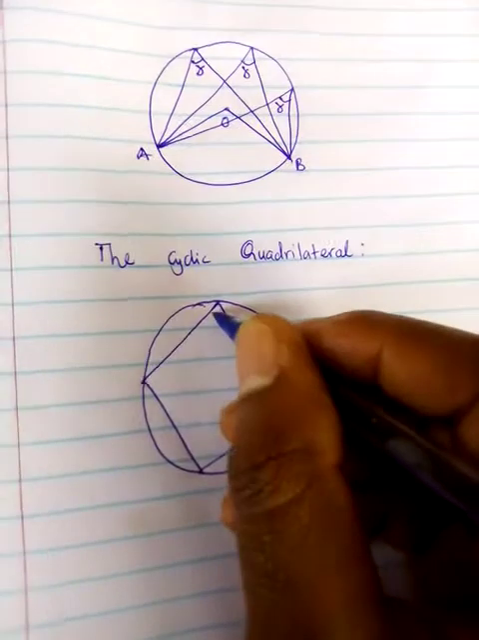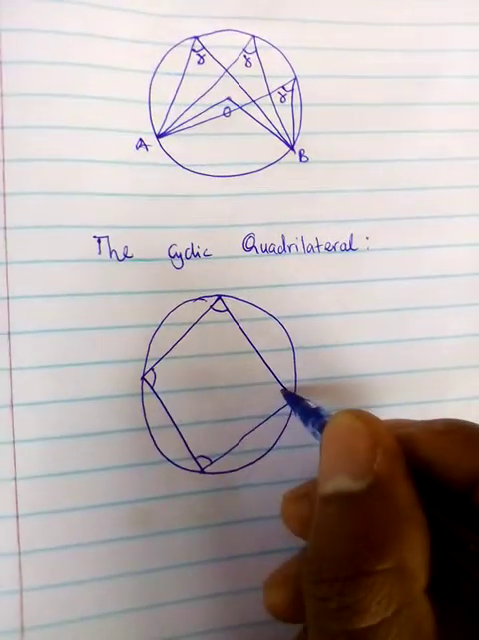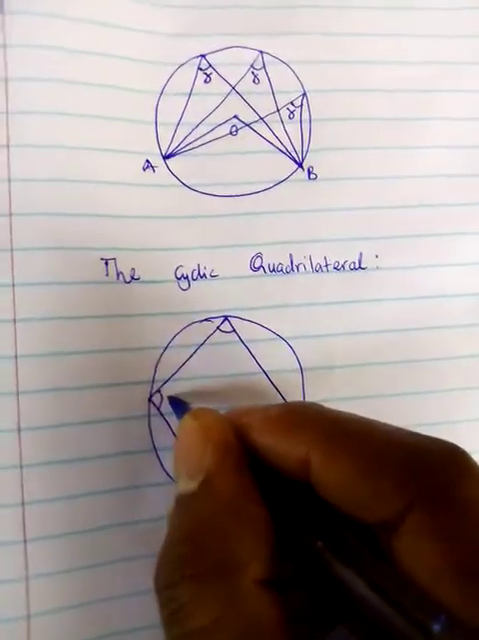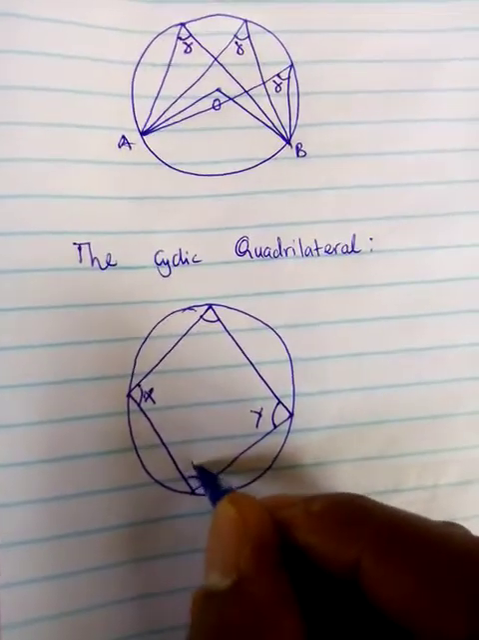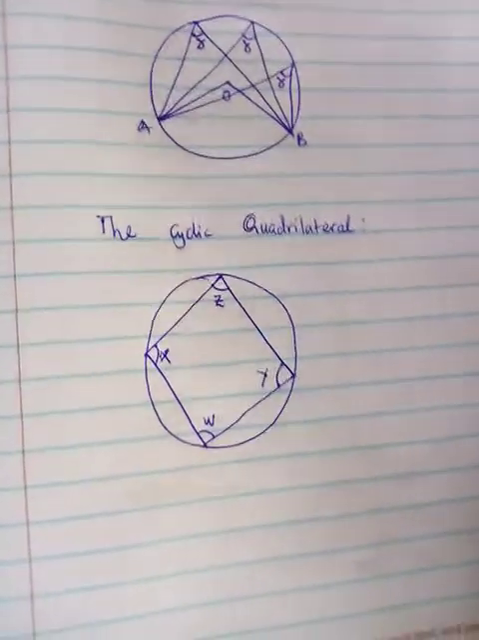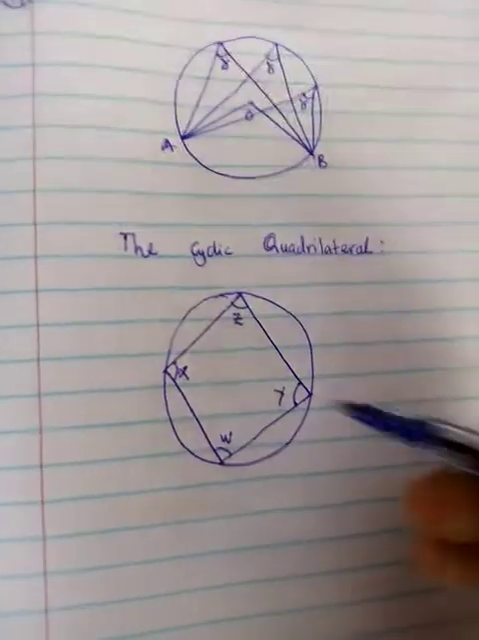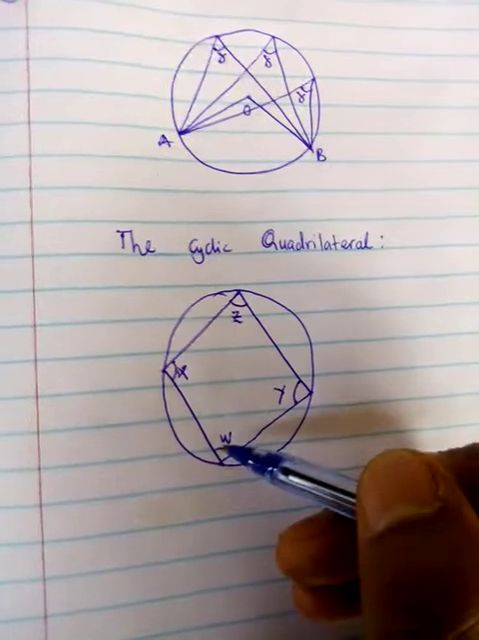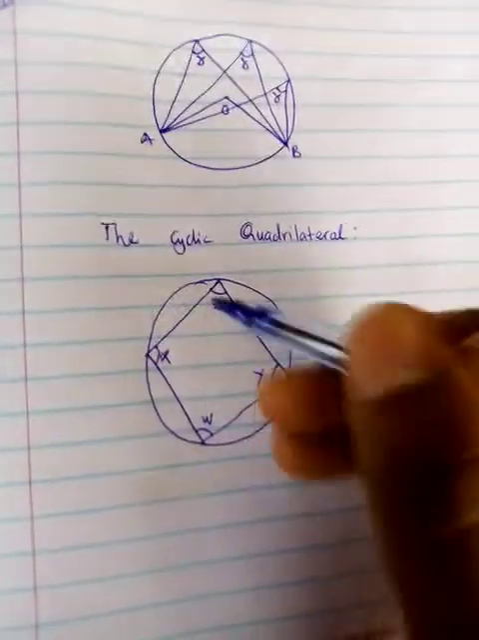If I put the angles within the quadrilateral, maybe this is my angle X, this is my angle Y, this is my angle W, this is my angle Z. The angles within a cyclic quadrilateral hold a very special property: the opposite angles in a cyclic quadrilateral add up to 180.